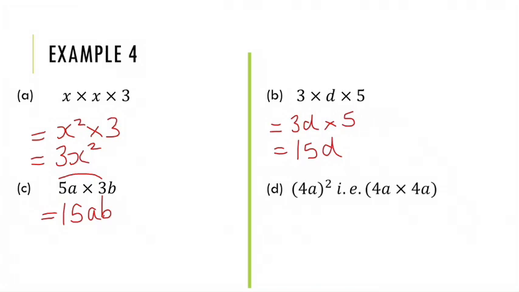4a squared. So we need to be careful here. The 4 is inside the bracket, which means the 4 is also getting squared. So this is 4a multiplied by 4a. 4 times 4 is 16. A times a is a squared.